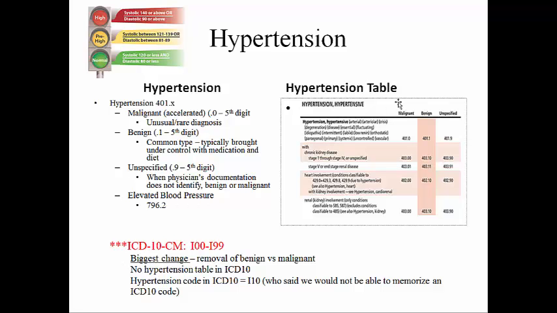So here's an example also of what the hypertension table looks like in your ICD-9 code book. And the biggest change to ICD-10 for hypertension is the removal of benign and malignant. So in ICD-10 that will not even come into play for coding hypertension. And there's only one code for hypertension, which is I10.